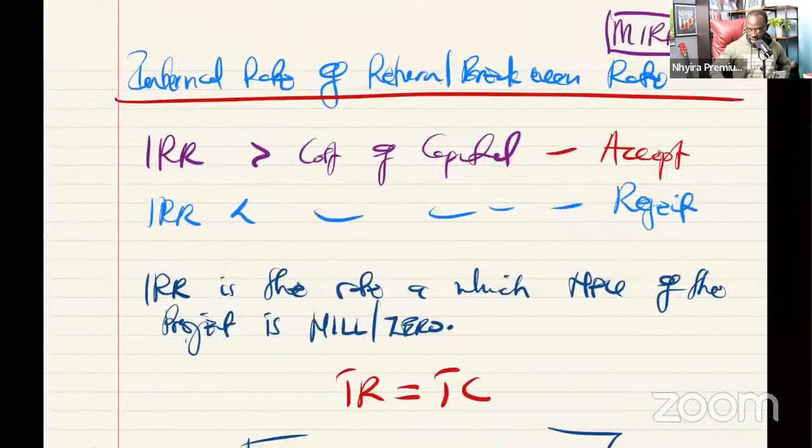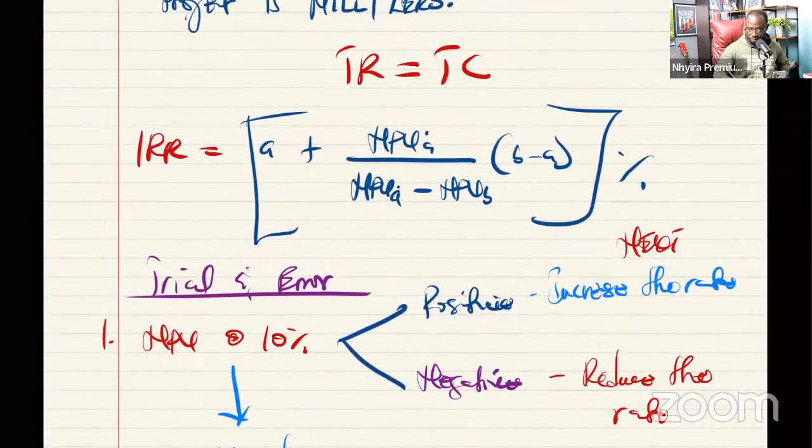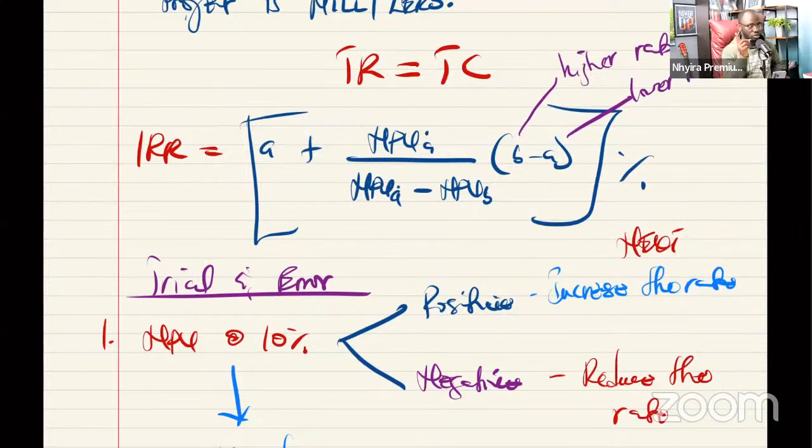Now, something I didn't say here, let me say that once. The B is the rate, the higher rate. The A is the lower rate. Take note of that very well. The B is the higher rate. The A is the lower rate. For that reason, NPV A is the NPV of the lower rate. NPV B is the NPV of what? The higher rate. Sounds good?